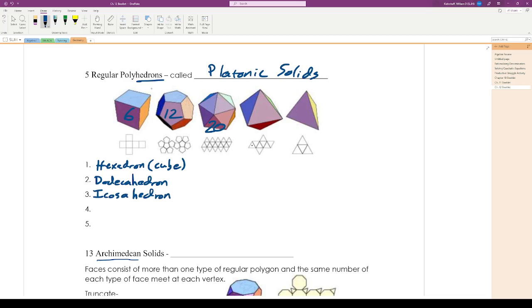This one has 1, 2, 3, 4, 5, 6, 7, 8 sides. So that would be an octahedron, just like an octagon. And the last one is the same shape as a triangular pyramid.